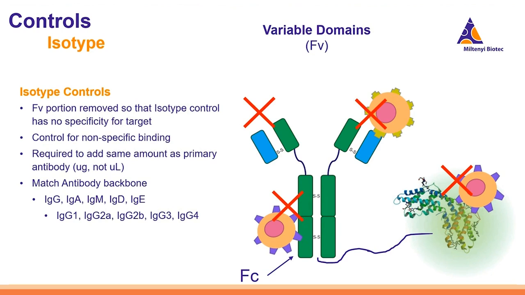And it is also important to match your antibody backbone, if it's IgG, IgA, IgM, and then also whether it's IgG1, IgG2a, because this is how you will match that amount of non-specific binding by the backbone. So this is also where the REAffinity antibodies are advantageous, in that they all have the same IgG1 backbone, so you just need one isotype control for each fluorophore used.